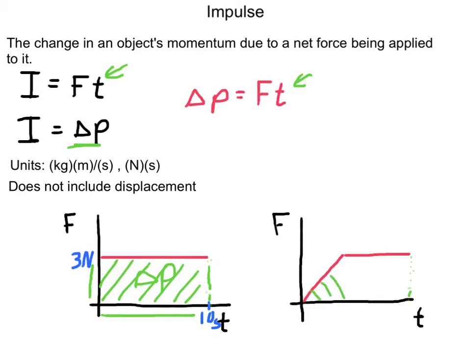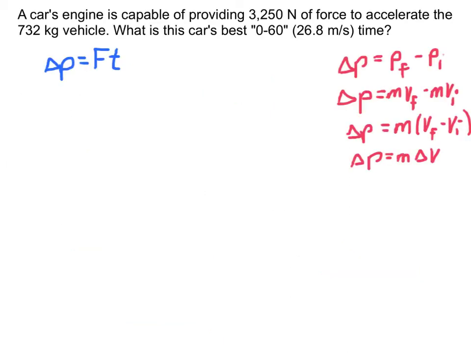Instead, you would get the area under the graph, do a piecewise here, divide it in half right here, and you can get the area of the triangle plus the area of that rectangle to give you the change in momentum. All right, so let me solve a couple of problems for you.